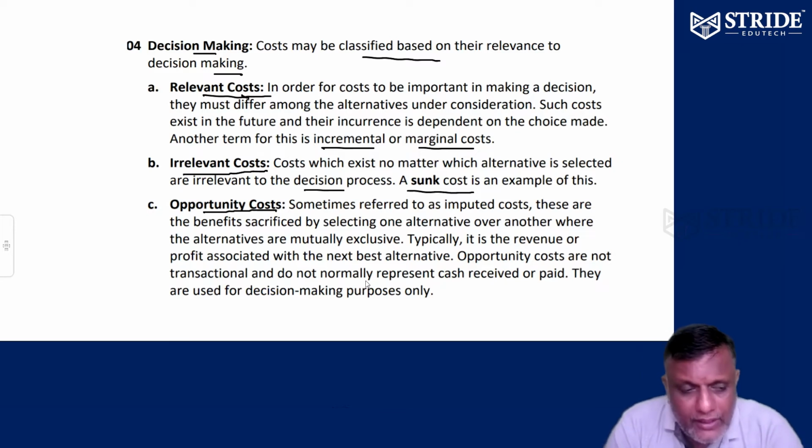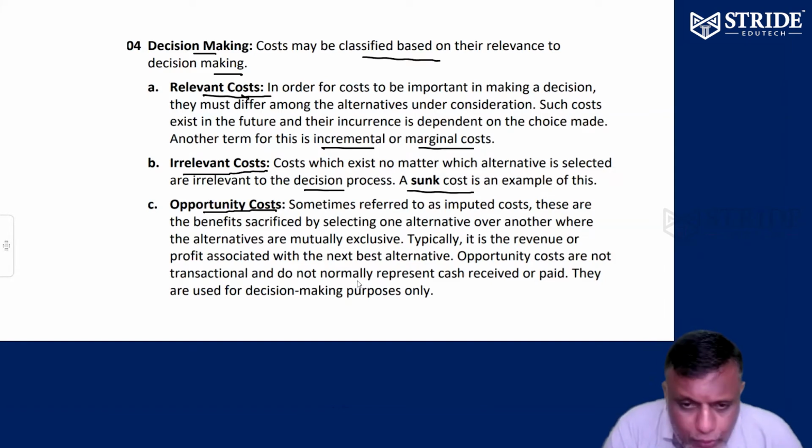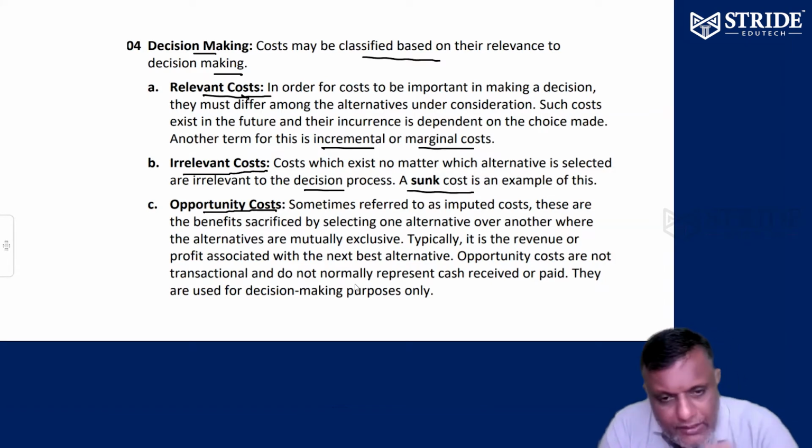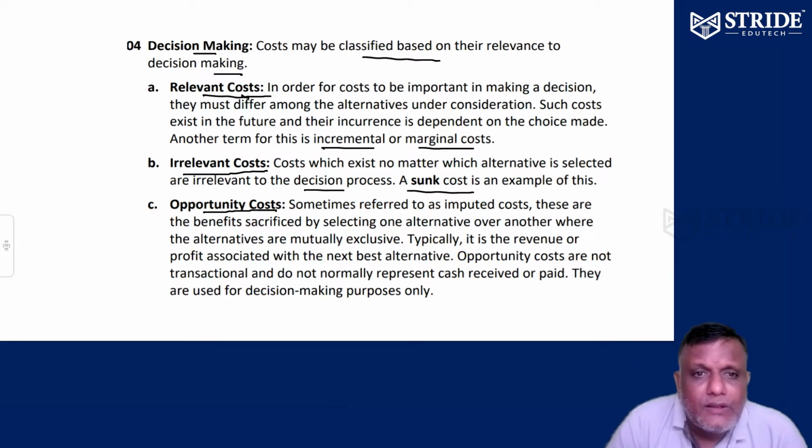So mutually exclusive. Either you go as an employee, or you open an office. Either you can practice or you can go for employment. Mutually exclusive, but you cannot choose both. Only one you can choose. The best alternative you are going to sacrifice is called opportunity cost. That's called opportunity cost.